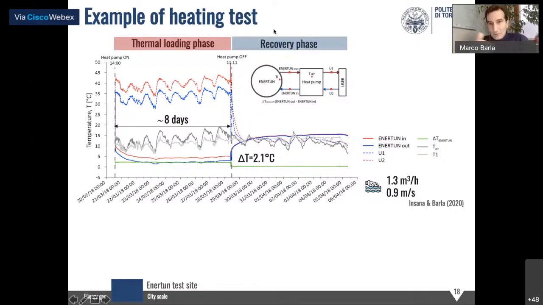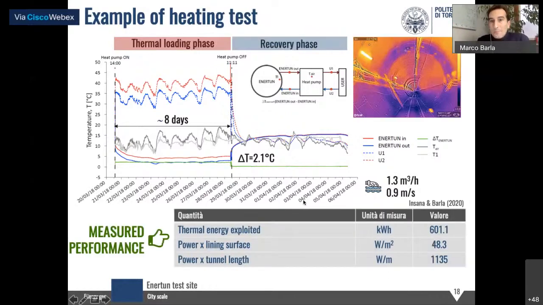We did a round of something like 20 between heating and cooling tests along the year. And from these tests, we could evaluate the performance in terms of energy efficiency, how much energy we were able to exploit by such a system in this specific geological and geotechnical context.